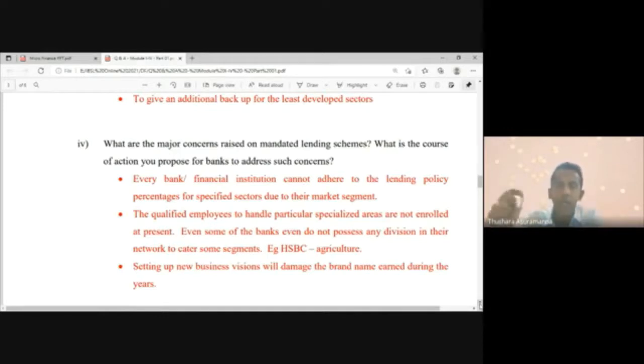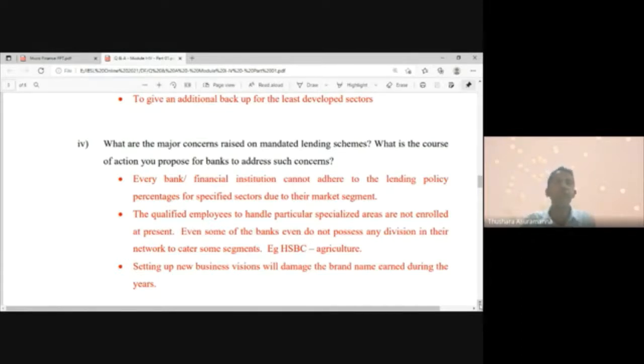Every bank cannot adhere to the lending policy percentages for a specified sector due to their market segment. For example, if you take HSBC, Citibank, Standard Chartered, they operate highly in the retail segment. But when you ask them to do it, they don't even have branches in agri areas. So every bank cannot adhere due to their target market, their operating model. Then qualified employees may not be there, because they are qualified at transactional banking. They are good at infrastructure financing. They are good at export import, but they are not good at agri.